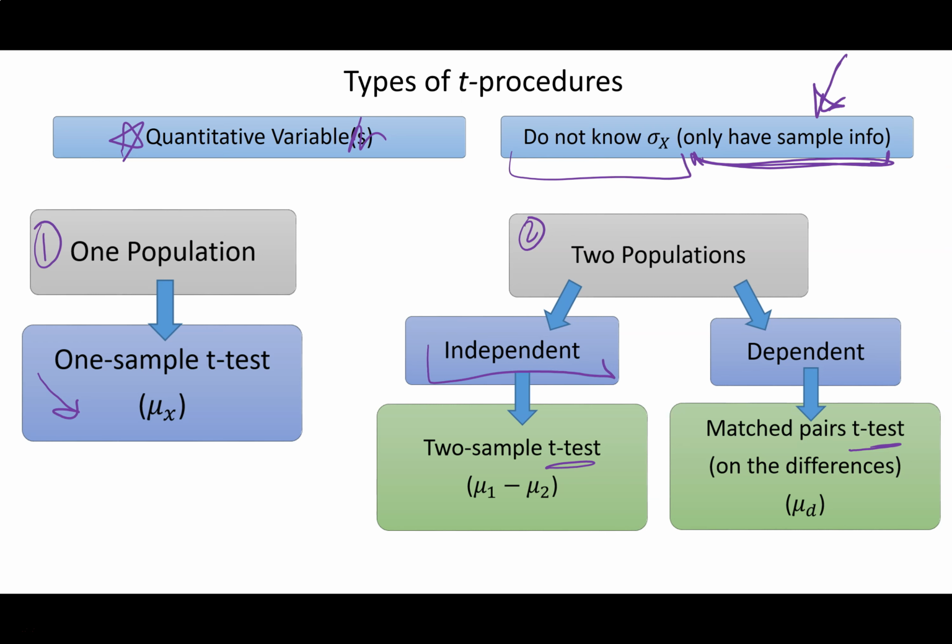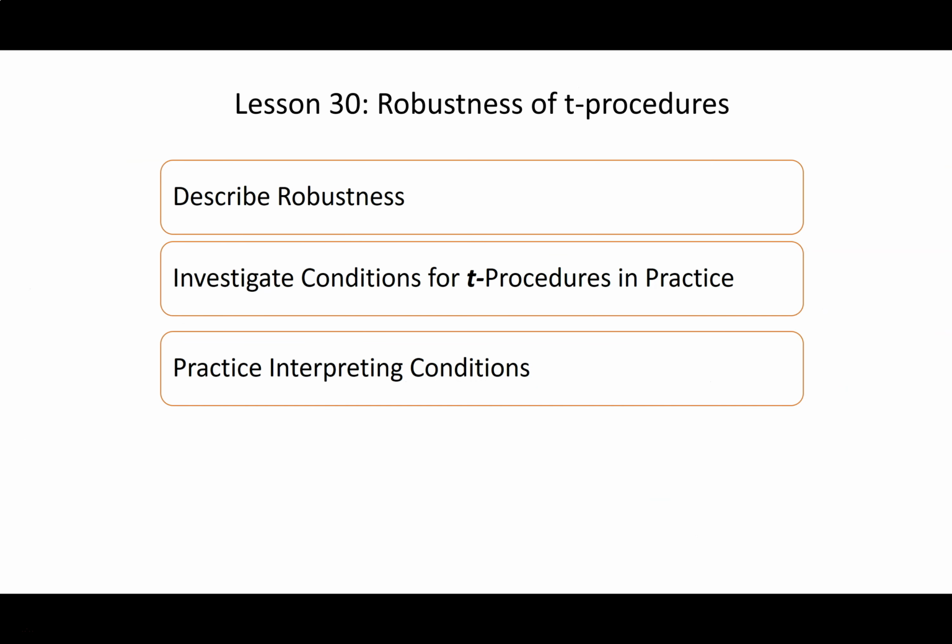So if you determine they're independent, you're going to do a two sample t-test. So your parameter of interest will be mu1 minus mu2. If you determine they're dependent, so they're paired, you're going to do matched pairs methods on the differences. So it could be a matched pairs t-test. It could also be a matched pairs confidence interval. Use a t-star critical value. So those are our t procedures for this week. We're going to go into robustness of t procedures next.